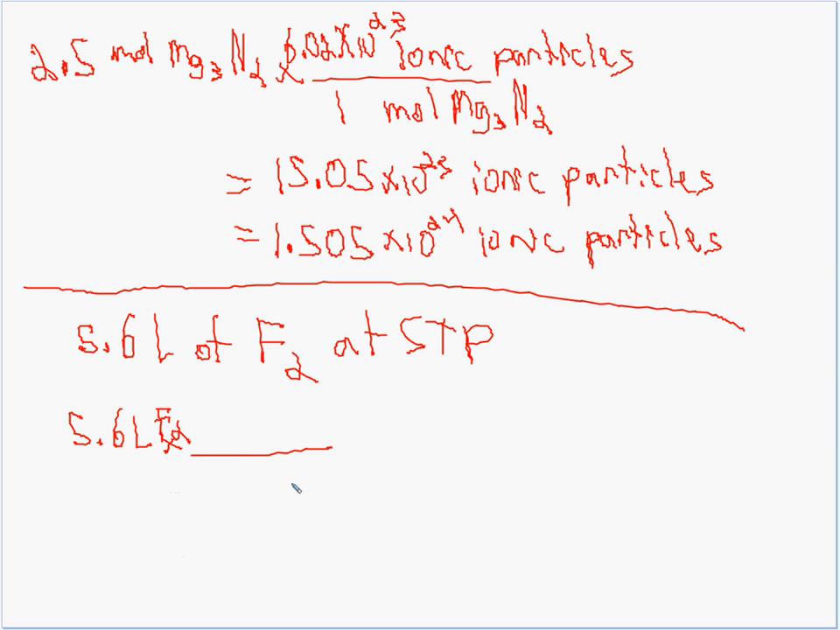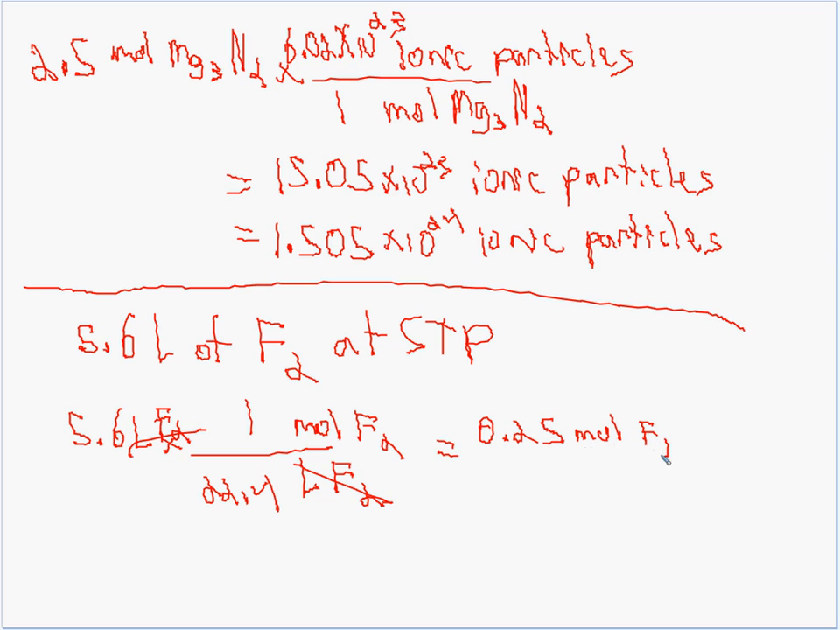5.6 liters of F2. So we know that at STP, right, liters of F2, and then we go into moles of F2. At STP, 1 mole is equal to 22.4 liters. So liters cancels. You divide this, do the long division if you have to. You should get 0.25 moles of F2, right, in 5.6 liters.